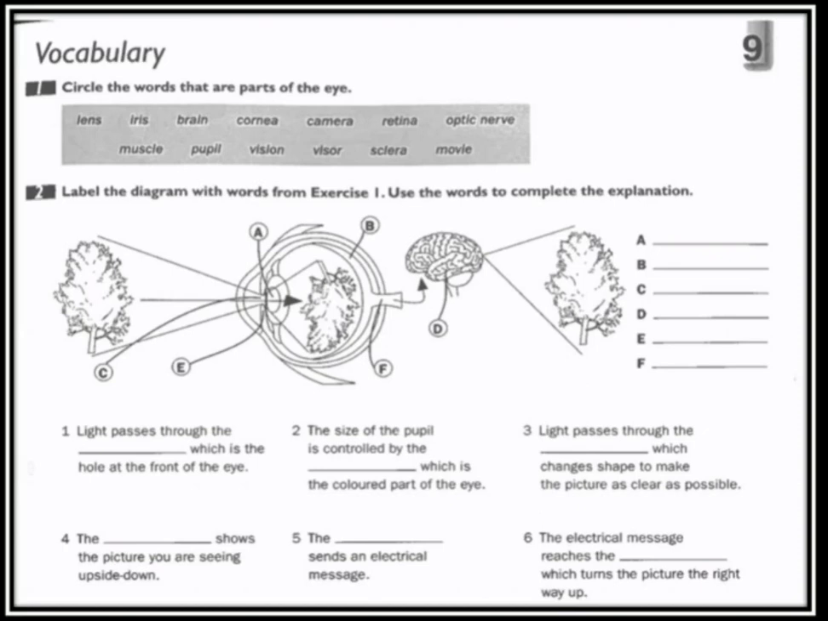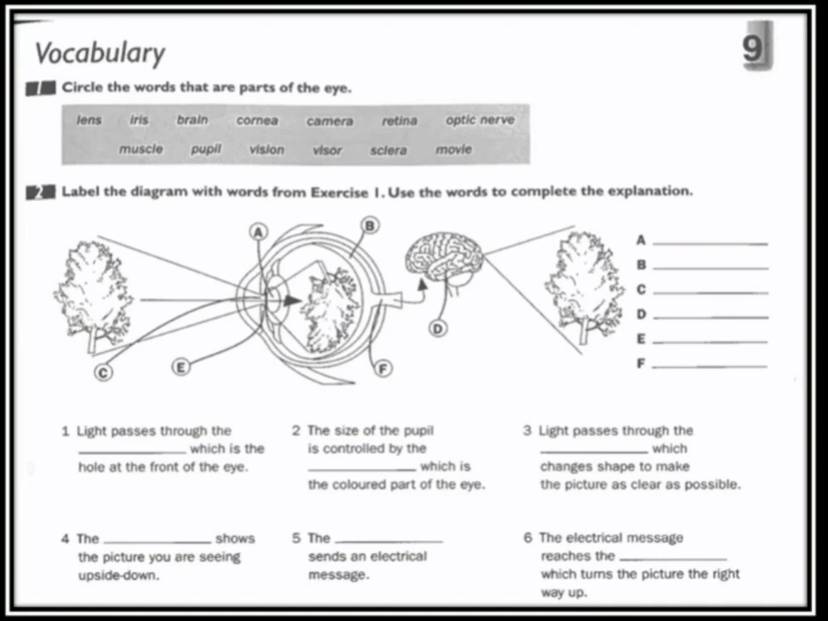Let's start with the first one. A. What is this A? It is lens. Number 2 or B. What is it? It is retina, which is the retina of the eye. C, what is it? It is a pupil. D, brain. E, iris. And F, optic nerve.